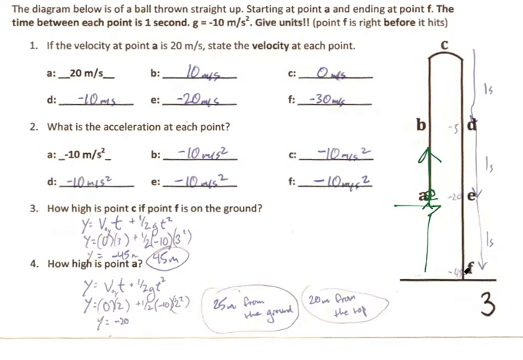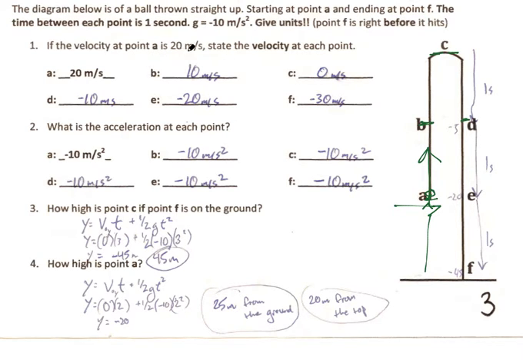And then it comes back down. So they're starting at point A, ending at point F here. The time between each point is 1 second. So from here to here is a second, from here to here is a second, from here to here is a second, and so on and so forth. All right. So if we wanted to figure out what's going on here, we can use some of the same formulas that we're using up top.